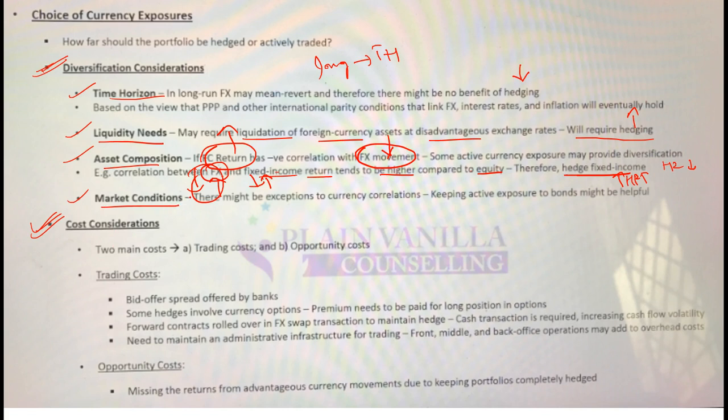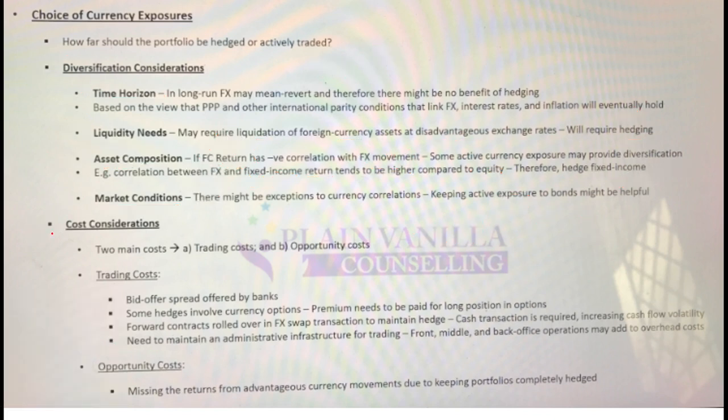So maybe due to different market conditions or due to current market conditions, you think that fixed income and FX rate have low correlation or negative correlation. In that case, you wouldn't want to hedge your fixed income exposure. So these are the factors that can impact your decision for hedging. Moving on to cost consideration.